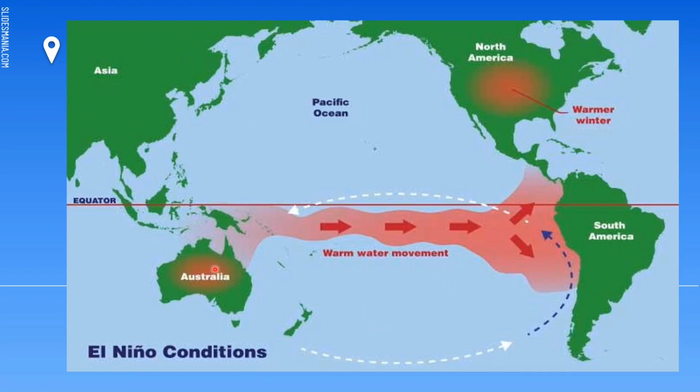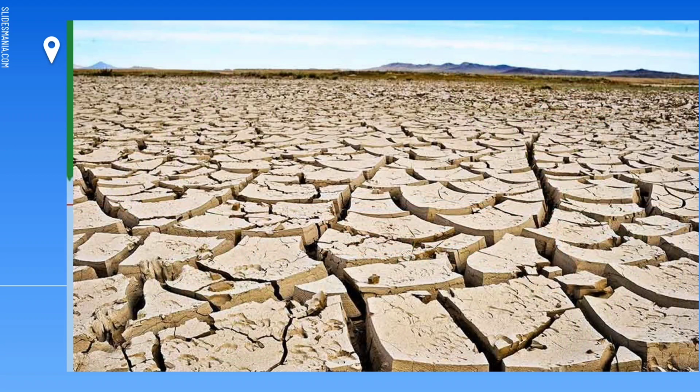No? So as you can see, North America experiences a warmer winter here. Okay? And Australia. And then the warm water moves here. So it can bring drought here.